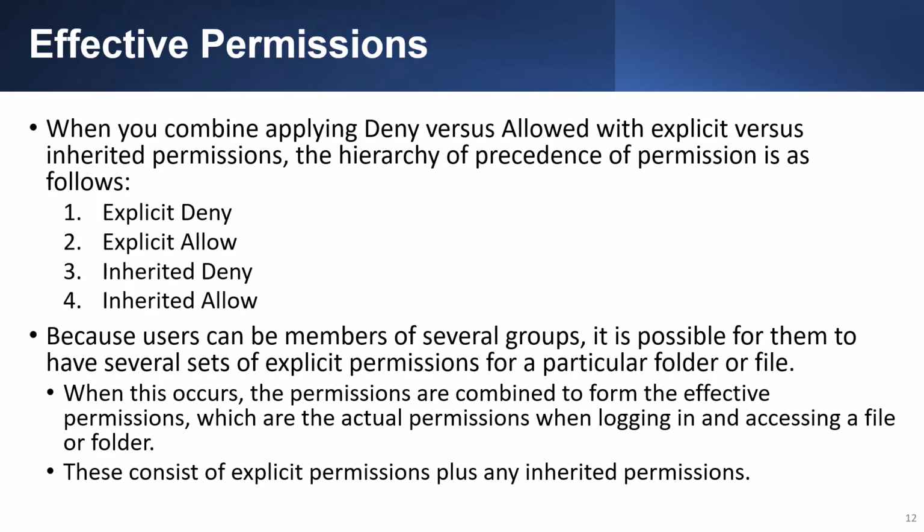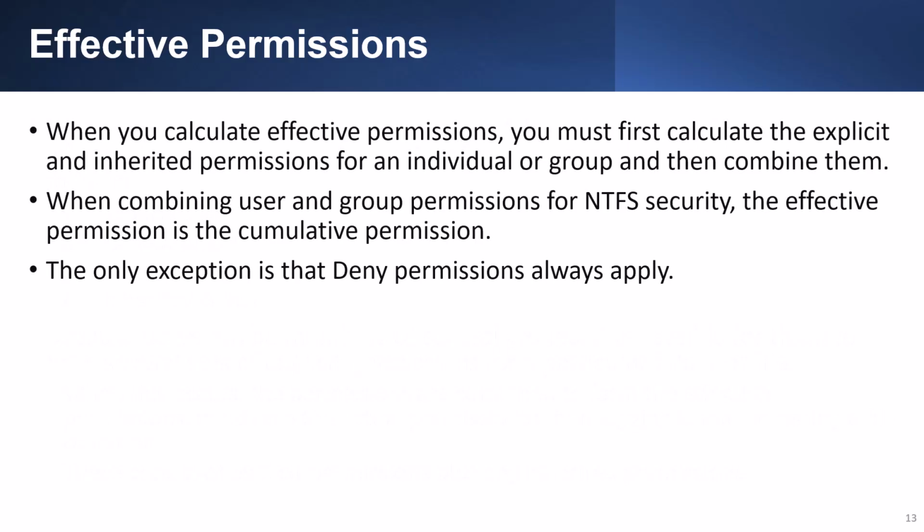When this occurs, their permissions are combined to form effective permissions, which are the actual permissions when logging in and accessing a file or folder. These consist of explicit permissions plus any inherited permissions. When you calculate effective permissions, you must first calculate the explicit and inherited permissions for an individual or group and then combine them. When combining user and group permissions for NTFS security, the effective permission is the cumulative permission. The only exception is that deny permissions always apply.